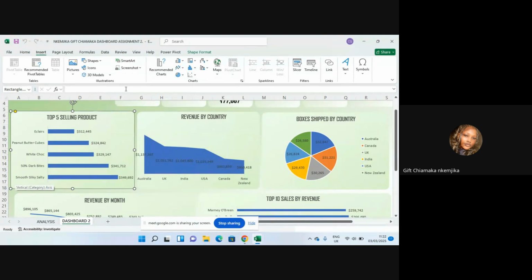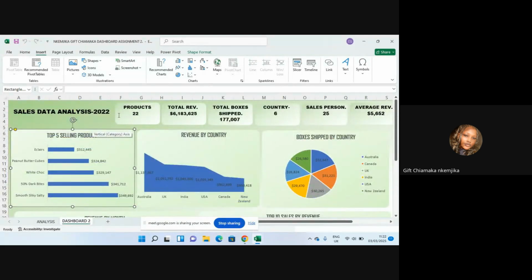Then we have our KPIs, where we have 22 products, total revenue of $6 million, 177 total boxes shipped to 6 countries, 25 salespersons, and an average revenue of $5,600, etc.